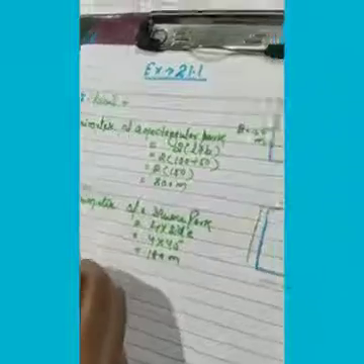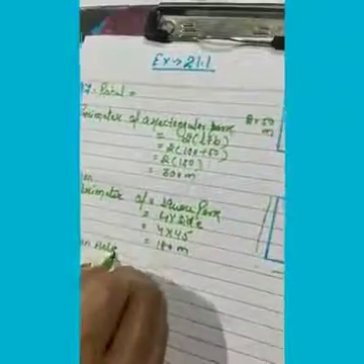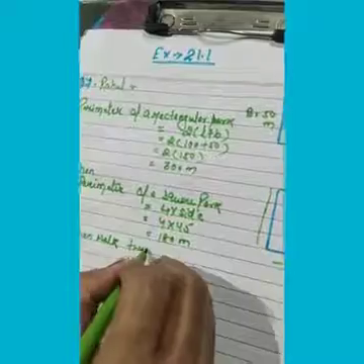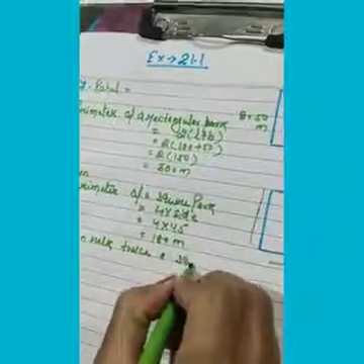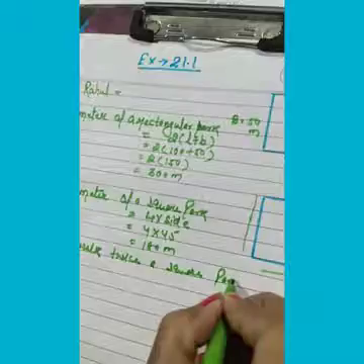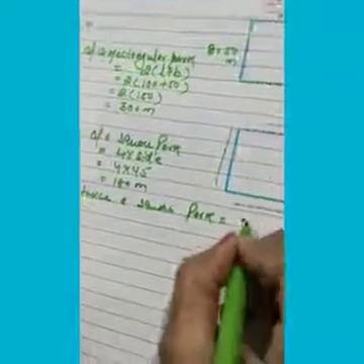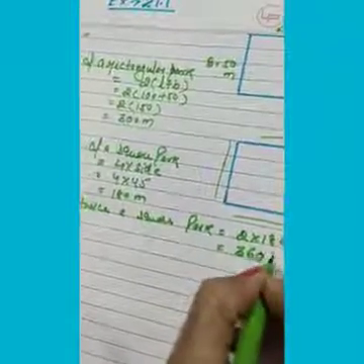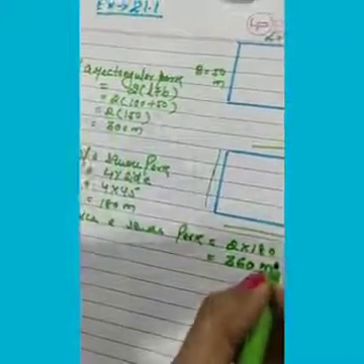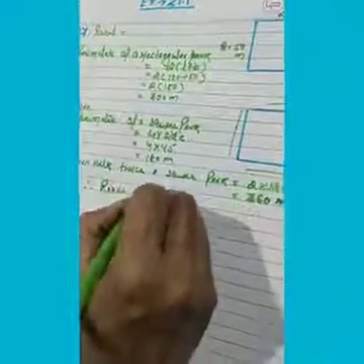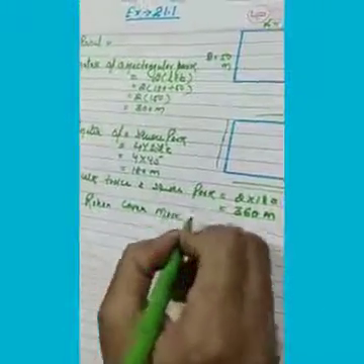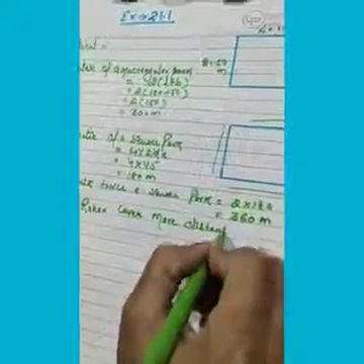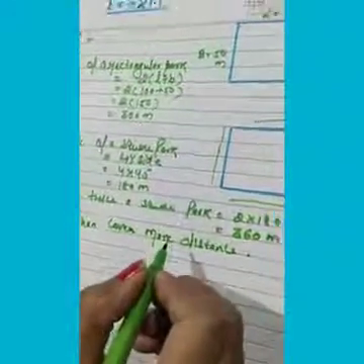Rohan walk twice a square park equal to 2 into 180 equal to 360 meter. Okay. Question is given, who covers more distance? Simply Rohan covers more distance. Therefore, Rohan covers more distance. Understood? Now the next question is question number 8.